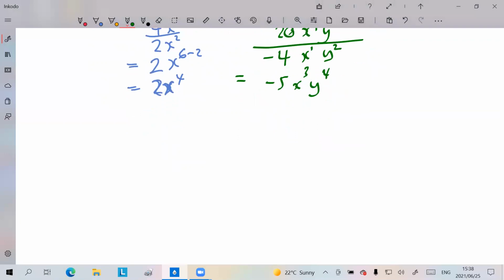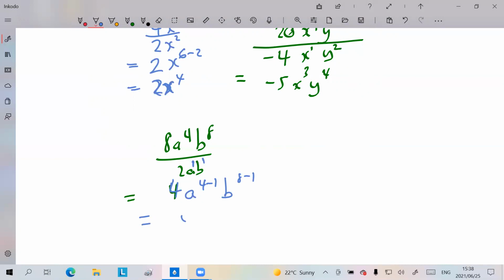Okay, here's a nice example. 8a to the power 4, b to the power 8 divided by 2ab. Next example. What do we need to do? 8 divided by 2 is 4. How do I know that? Calculator. Your best friend is a calculator if you're very weak, right? And then a to the power 4, when you're dividing, it's 4 minus 1, and b, that's 1, so it's 8 minus 1. So it's 4, a to the power 4 minus 1 is 3, b to the power 8 minus 1 is 7.